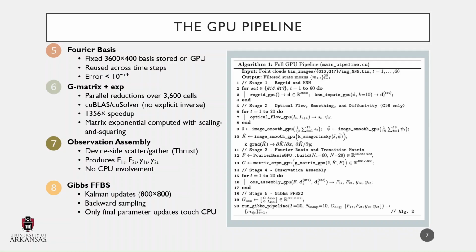Stage 8 is Gibbs FFBS. The Kalman filter updates operate on the 800 by 800 matrix. The full forward filtering and backward sampling loop runs on device with only the final parameter estimates briefly touching the CPU for convergence monitoring. This stage achieves 230 times speedup.